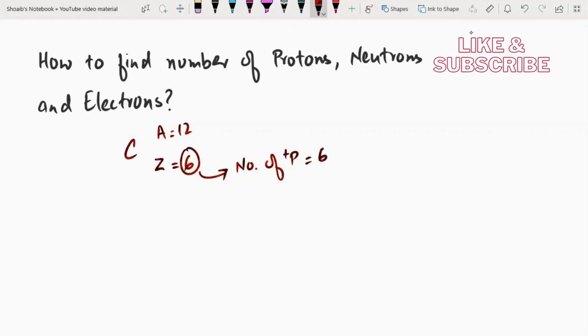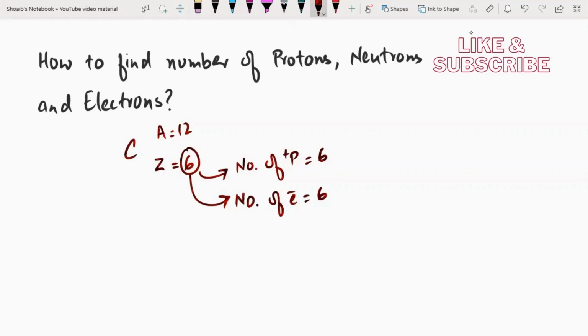We have also discussed that the number of protons is equal to the number of electrons. So 6 also represents the number of electrons, 6 electrons. As there is no charge on carbon, that means carbon is electrically neutral. So the number of protons and the number of electrons are both equal in carbon.